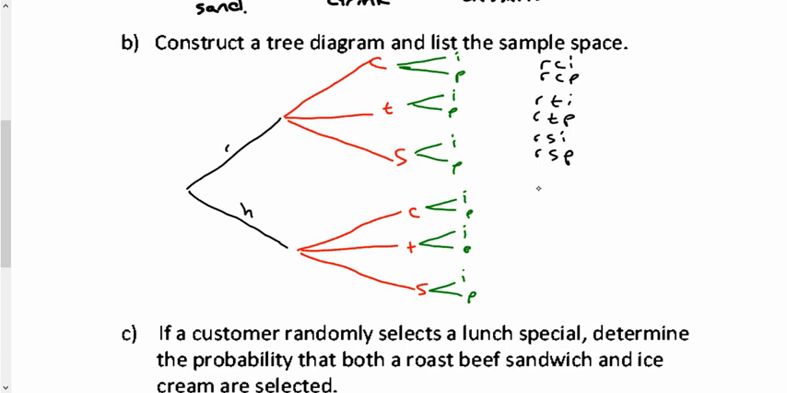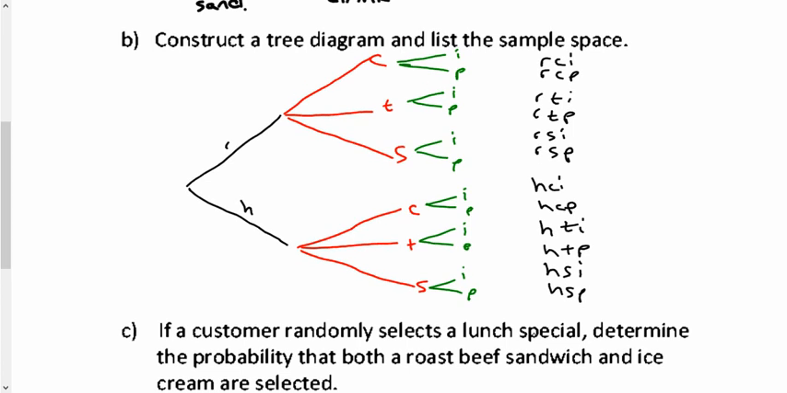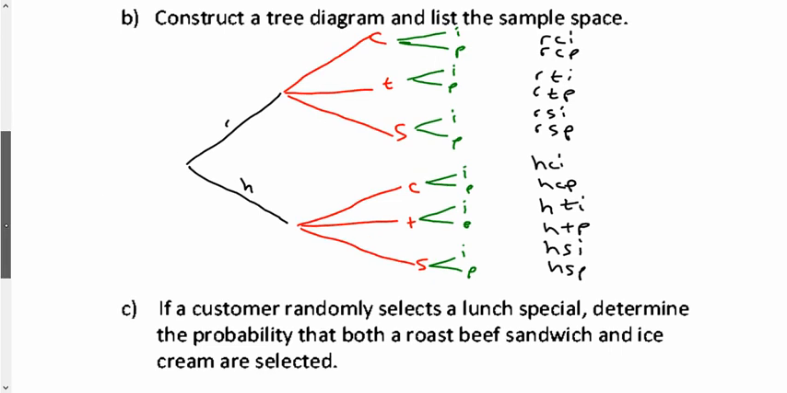Okay, HCI, HCP, HTI, HTP, HSI, HSP. So this is a list of all the possible lunch combos that we could have. Now that we have our list, we have our sample space. You don't always make a sample space, but if you're making a tree diagram, that is what you're doing. You don't have to always do it this way. If we had 6 sandwiches and 12 drinks, no way I want to make a tree diagram for that. But these relatively small ones aren't so bad.